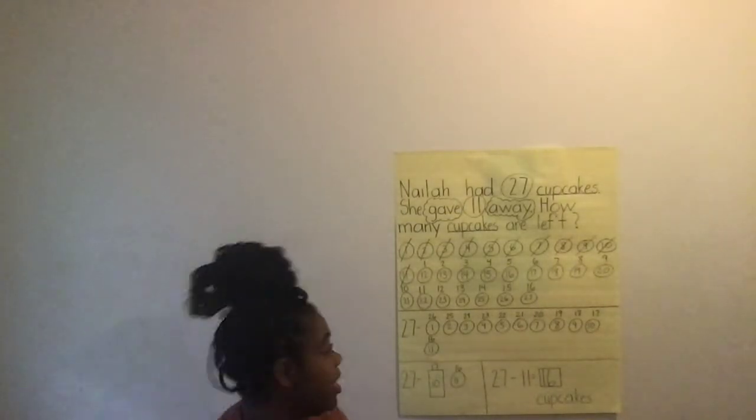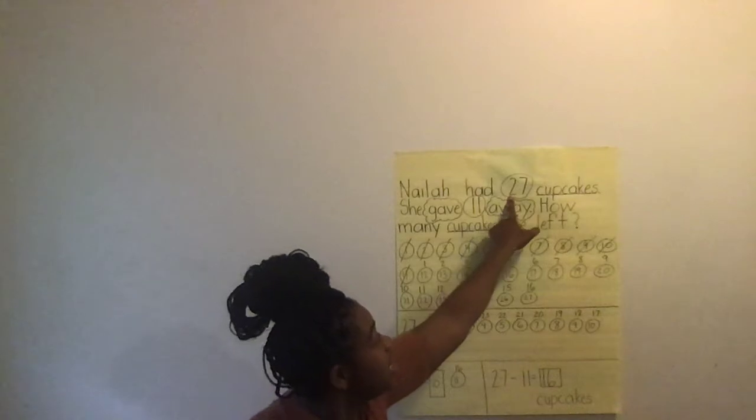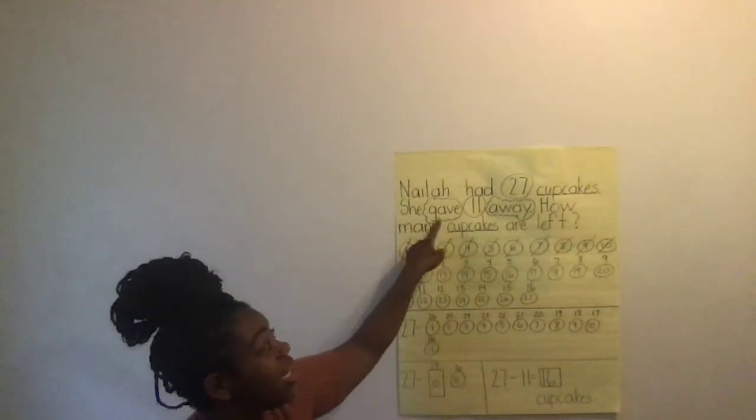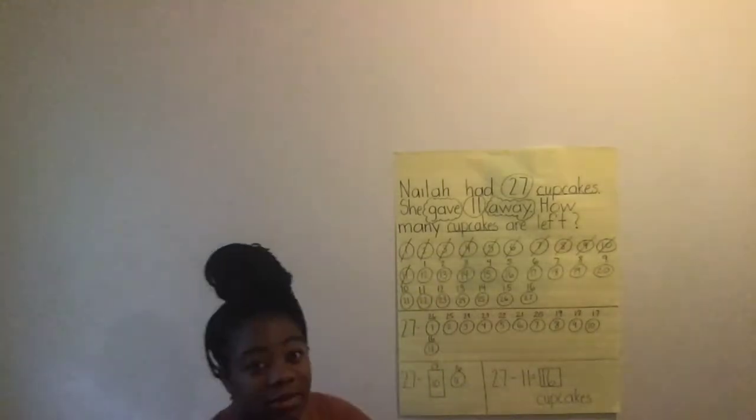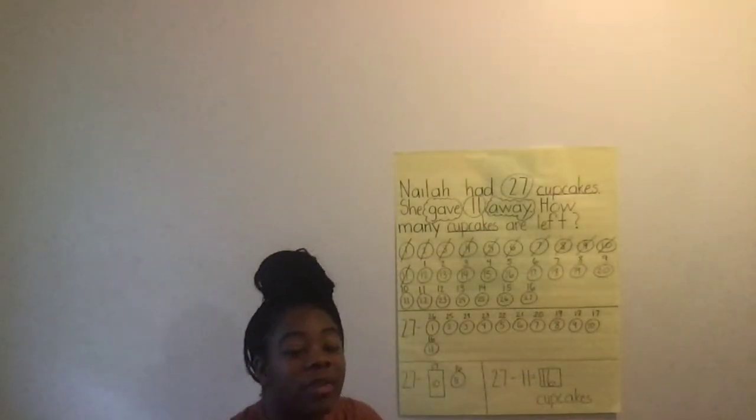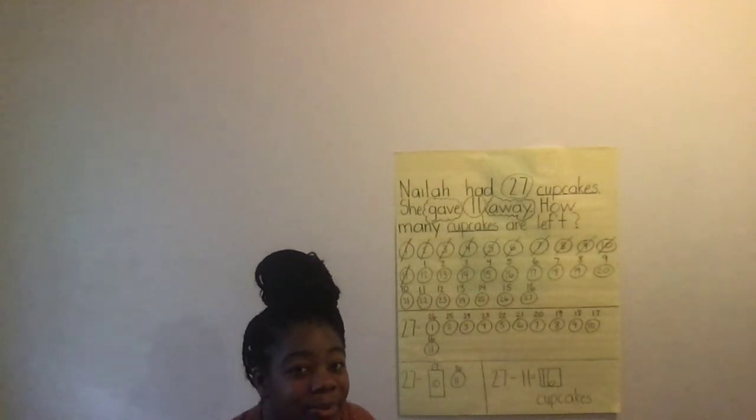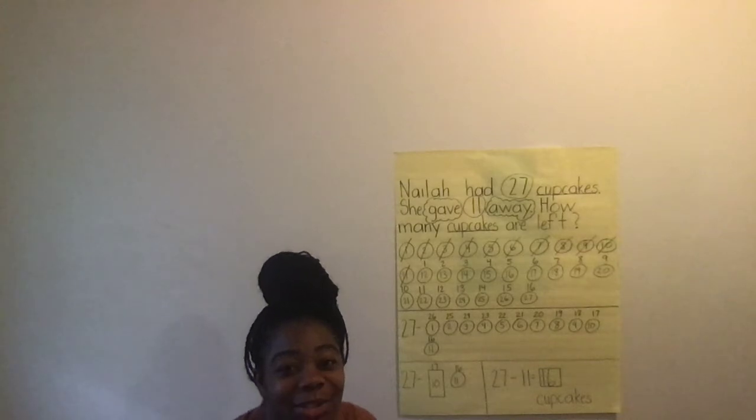Now my third read. Nyla had 27 cupcakes. She gave 11 away. How many cupcakes are left? For the third read, you should have been crafting a number sentence to match your story problem. Families, you can pause right here and have your babies retell the story to you in their own words.